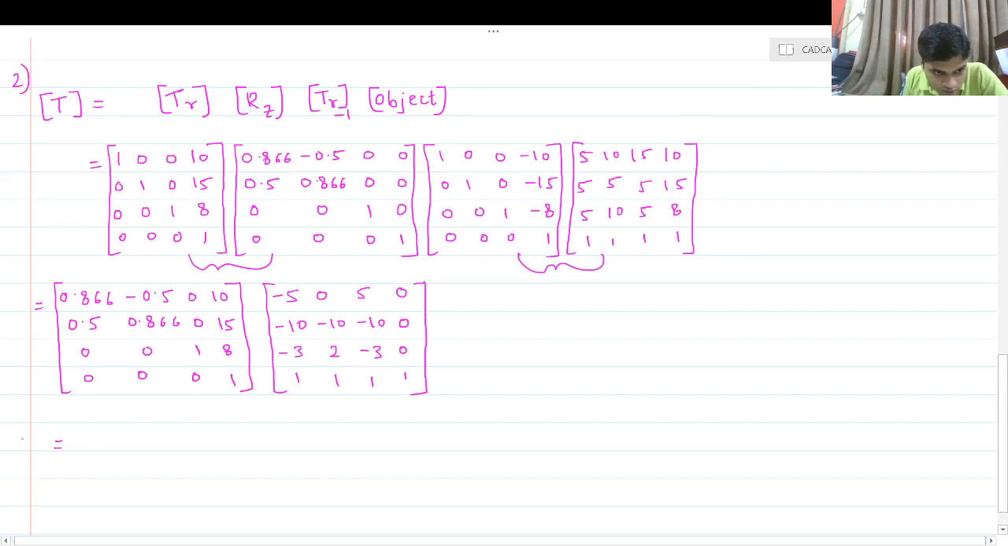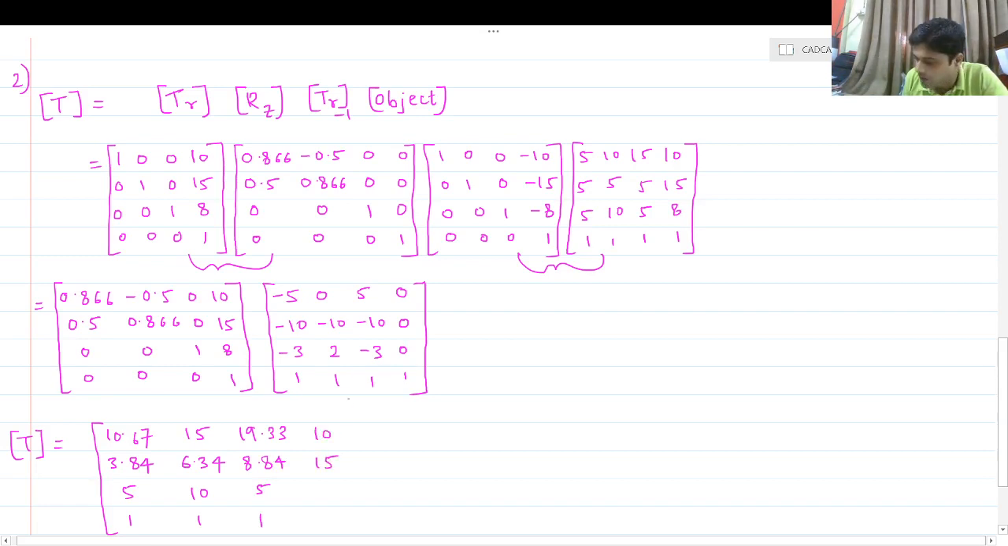These two, I will get the new transformed coordinates of the tetrahedron. So let us multiply. The answer comes out to be, again represented column wise, 10.67, 3.84, 5.1, 15, 6.34. Last I have 10, 15, 8, 1. So this is the final answer.